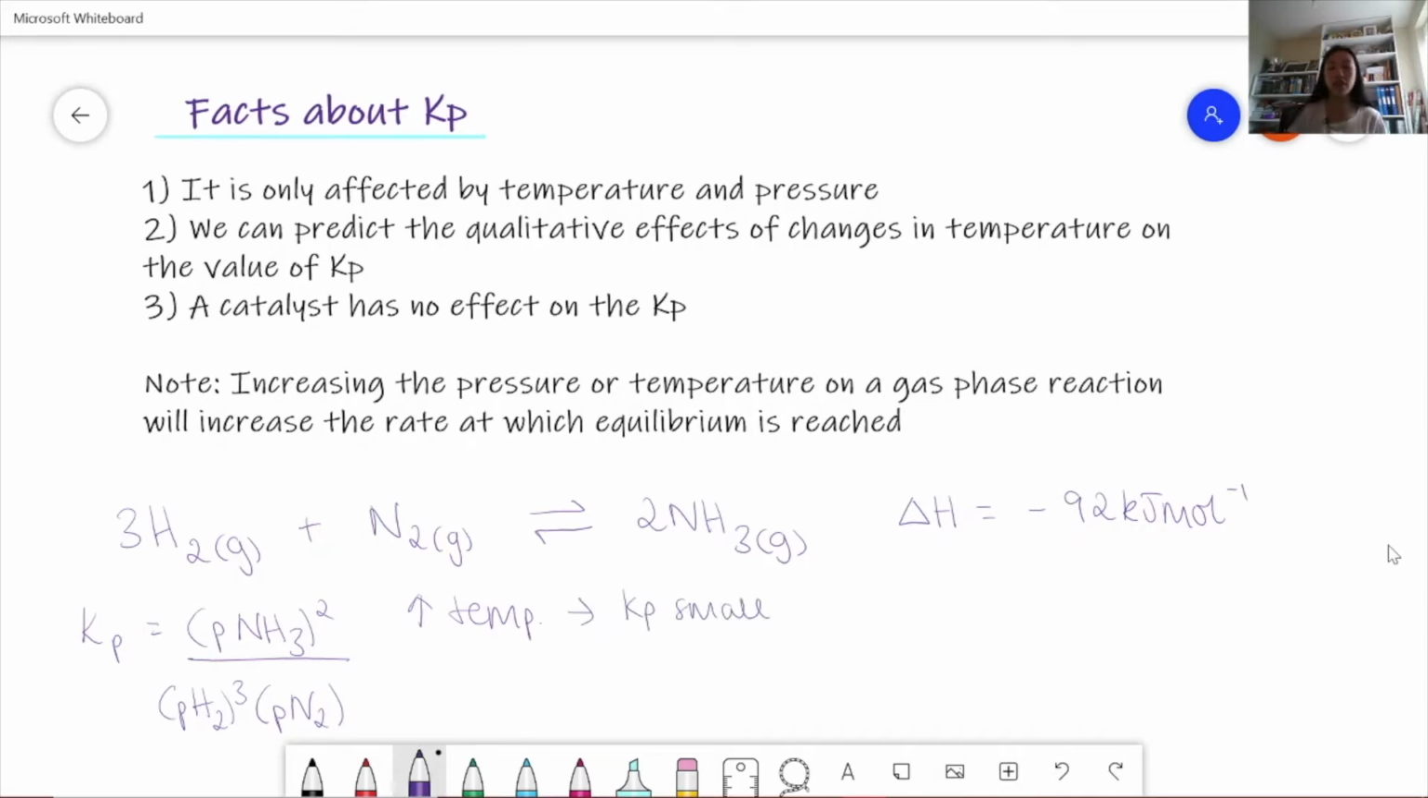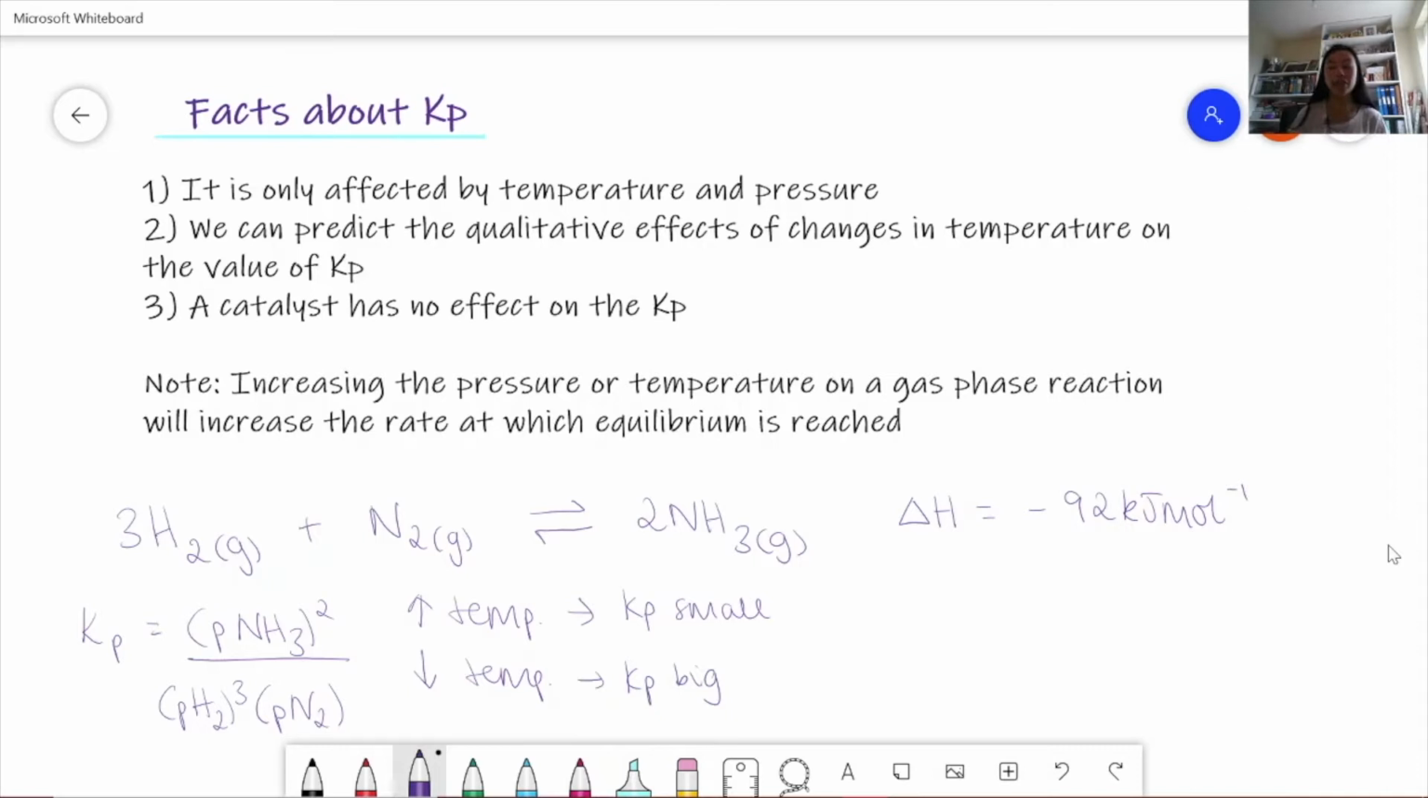And the opposite of that is true as well. So if we decrease the temperature, then the equilibrium will shift to increase the temperature by Le Chatelier's principle. And so it'll favour the exothermic reaction because that gives off heat energy, and so favours the forward reaction, so it shifts to the right. And so we get more products, so we get a bigger value on top of the fraction for Kp compared to the bottom, and so the Kp is big. So when we decrease the temperature, the Kp is big.